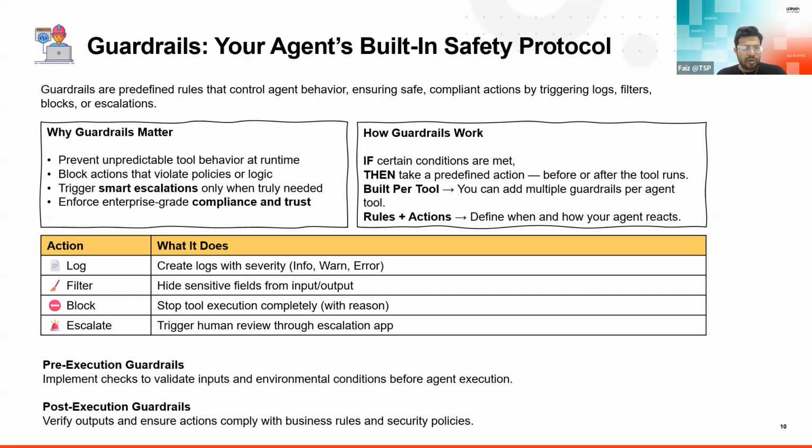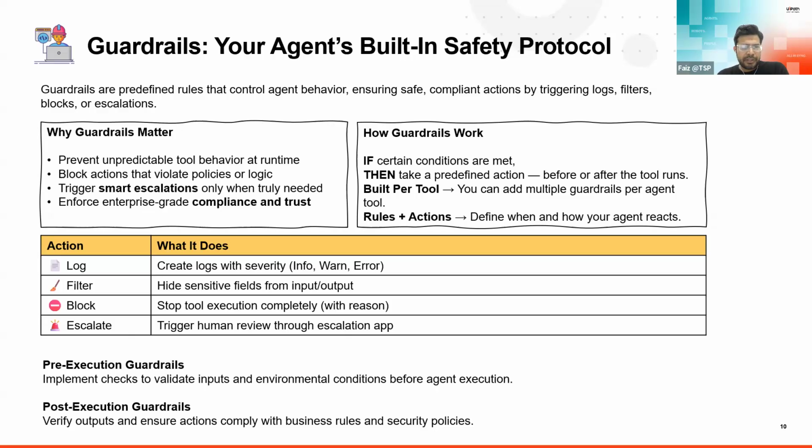There we have some actions on the left side. You can see log, filter, block, and escalate. Log means create a log with severity like info, warn, and error. Filter hides sensitive fields from input and output. Block means stop tool execution completely with reasons. Escalate triggers human review. You have already seen we can add human intervention with the help of action apps, through the escalations app or the action apps.